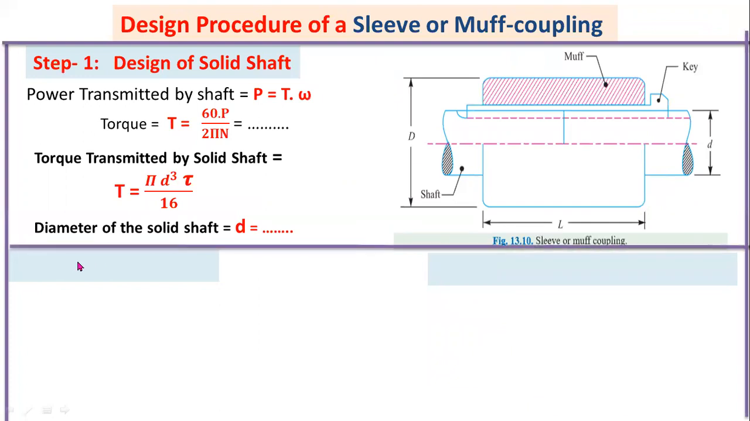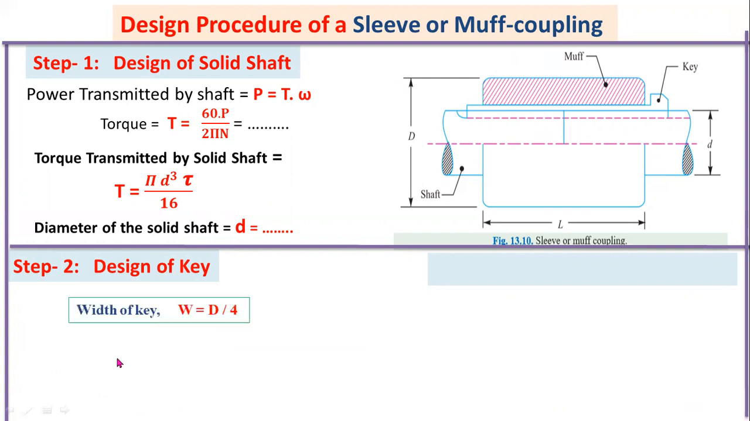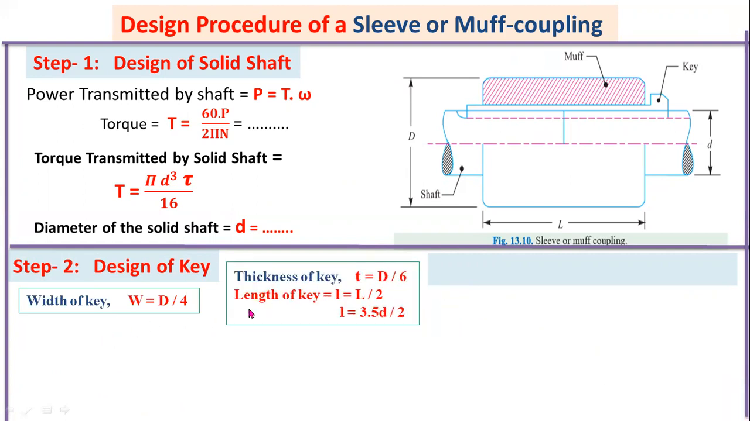Now in the second step, you have to design a suitable sunk key. Here we are using a gib head key. So we have to select proper dimensions. For that purpose, you have to select width, thickness and length.